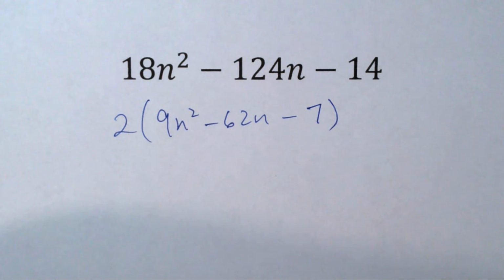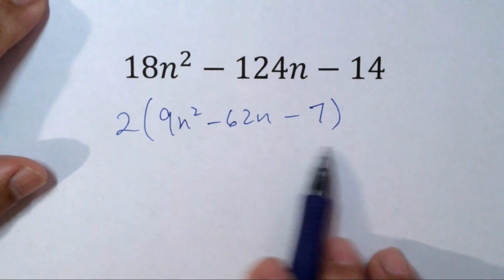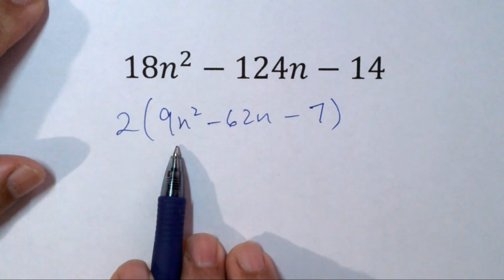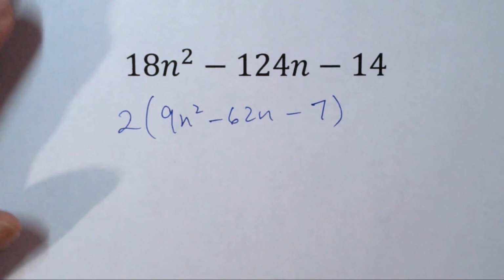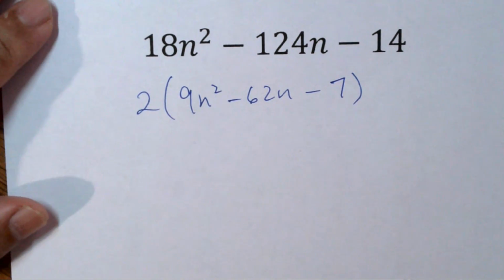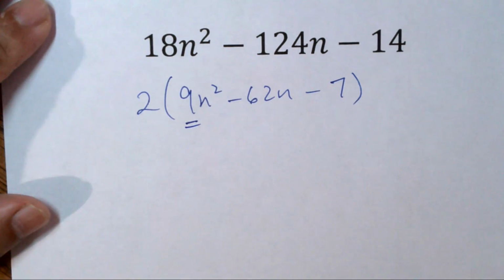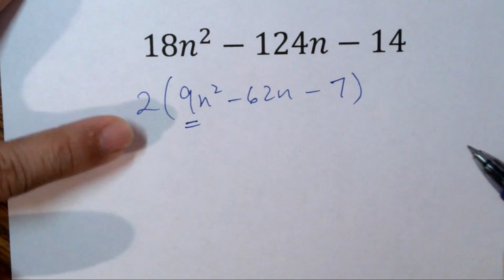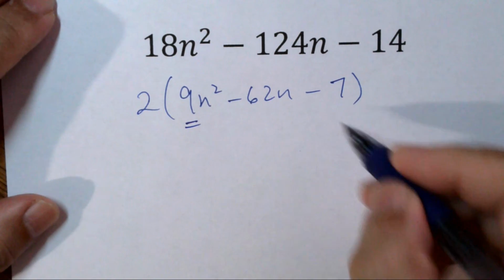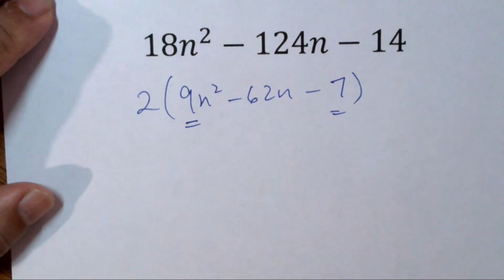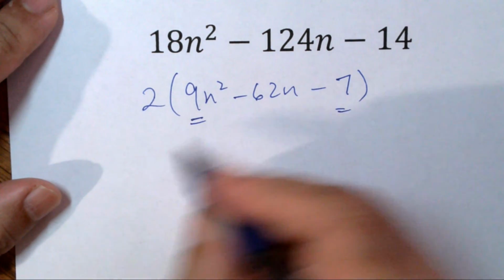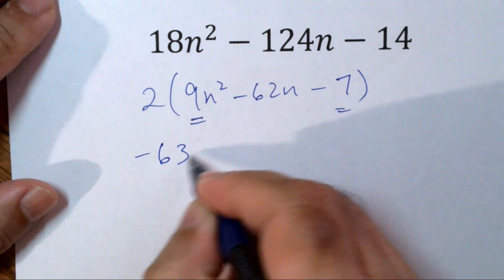All right. And then I check to see if anything else goes in there. That 7 kind of prevents anything else, right? 7 doesn't go into 9. So that's it. And 7's a prime number. Again, we're looking at the leading coefficient of 9, not 18, and not 2. We're looking at the leading coefficient of 9. Multiply that with negative 7. So 9 times negative 7 is negative 63.